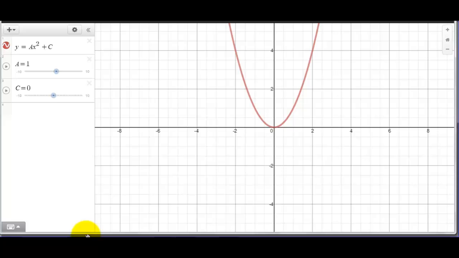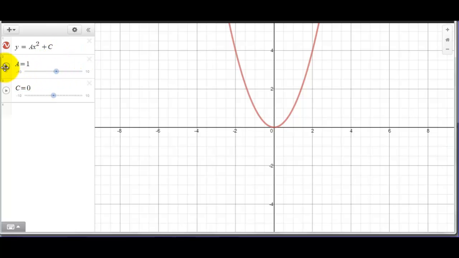Okay, so here's a graph of y is equal to x squared. This is the regular, simplest graph we could get. We call this a parent function. Okay? And you can see off to the left here I have these little sliders, and this is basically saying A is 1 right now, so it's 1x squared. C is 0, so this is actually not really there.